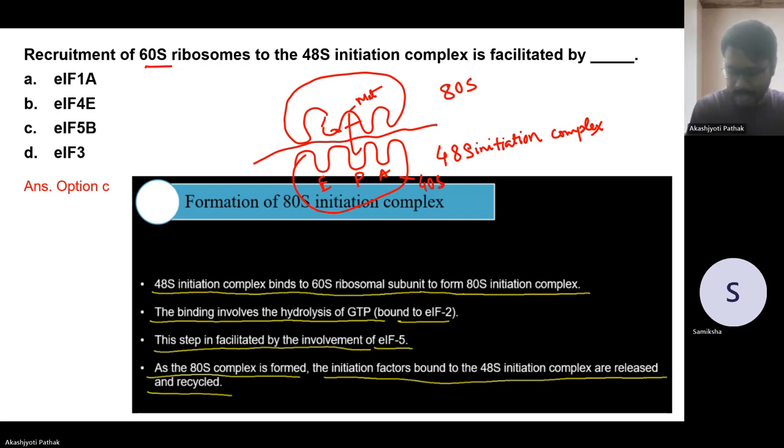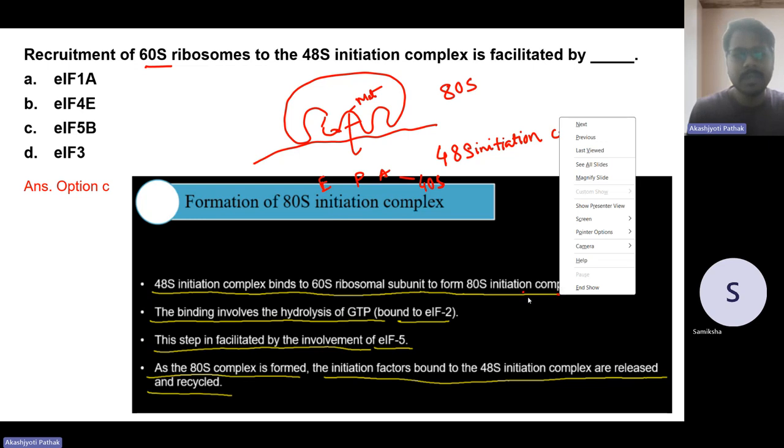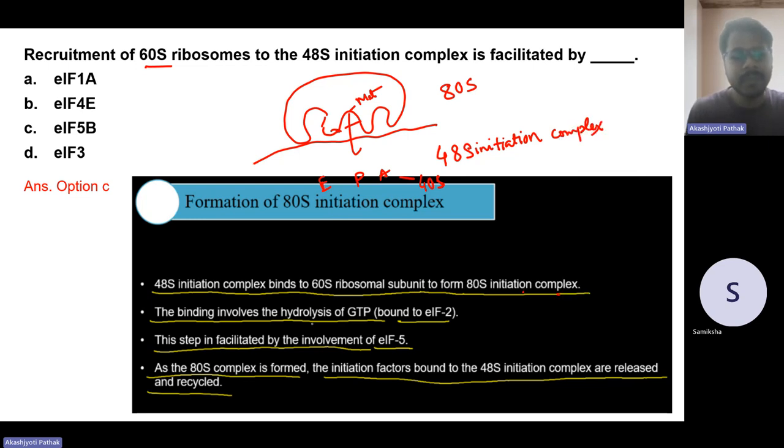Yes. So these questions are directly from the slides actually. Okay. So this 48S initiation complex binds to the 60S ribosomal subunit to form the 80S initiation complex. Now this will involve what? This binding involves the hydrolysis of GTP.